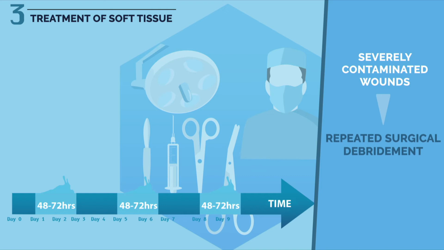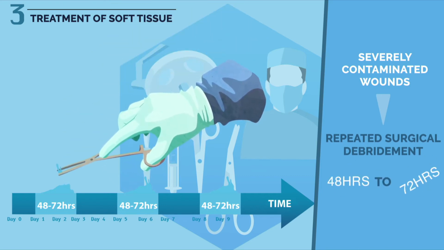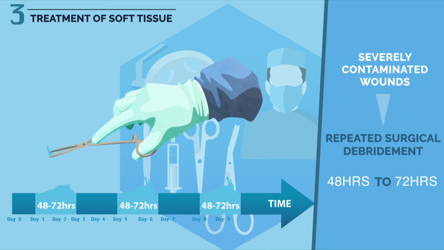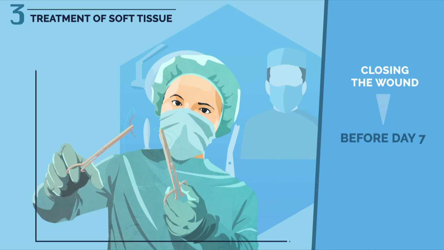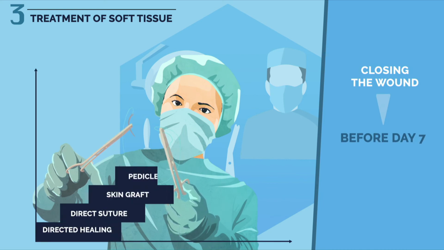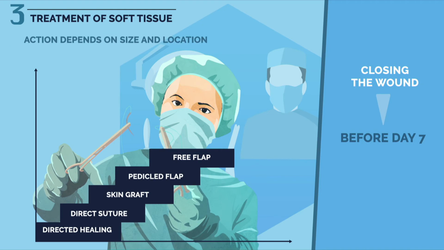With highly contaminated war wounds, debridement must be carried out every 48 to 72 hours until a clean, closable wound is obtained. Ideally, by day 7, it will be possible to close the wound. It may require skin reconstruction if tissue has been lost. Skin graft procedures are selected on the basis of the size and location of skin loss.